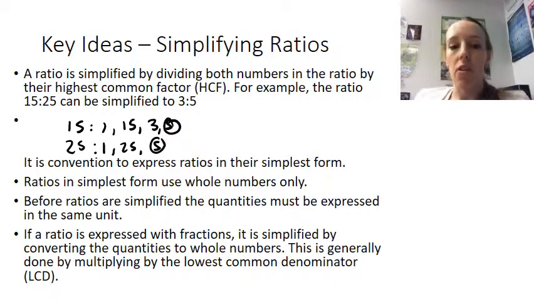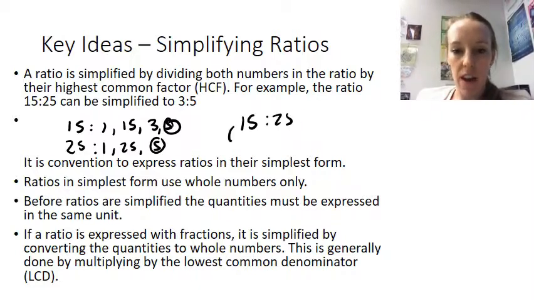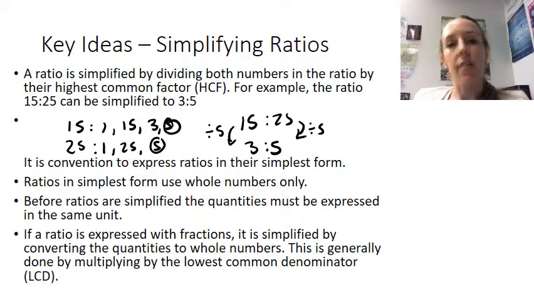So if we divide both of those numbers by 5, so 15 to 25, we're going to divide both by 5. That's how we get the 3 is to 5. That would be our simplified ratio. So it's convention to express the ratios in their simplest form. So if you did get a ratio like 15 to 25, you should actually simplify it.